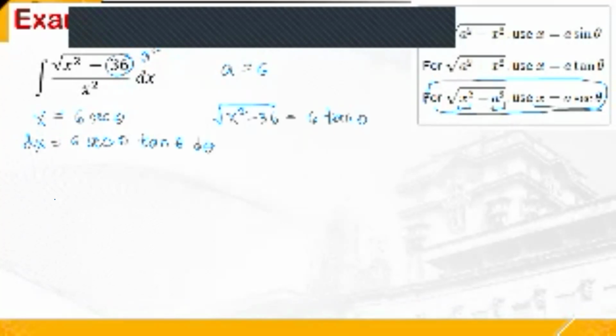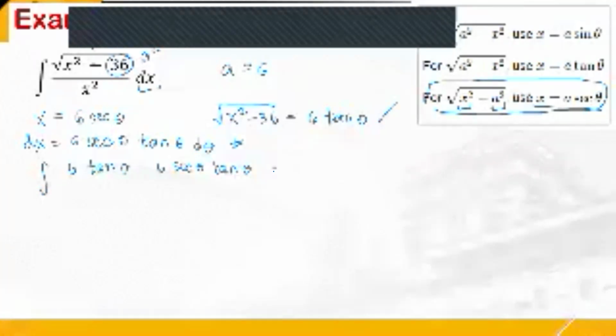Ayun. So, paano na ngayon ang mangyayari? By integration using Trigo substitution, this will become, yung radical natin, sabi, is this one. So, that's 6 tan theta. Ayun. So, that's the radical part. Tapos, yung dx part, yan, is equal to this long thing. So, we have a 6 secant theta tan theta d theta. And, of course, the denominator is this one.